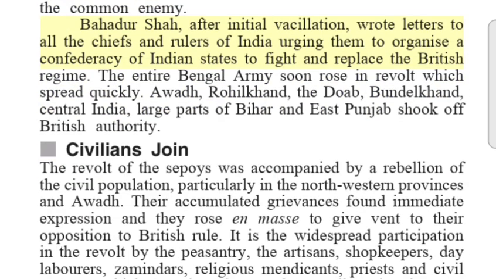Bahadur Shah, after initial vacillation, wrote letters to all the chiefs and rulers of India urging them to organize a confederacy of Indian states to fight and replace the British regime. The entire Bengal army soon rose in revolt which spread quickly. Awadh, Rohilkhand, the Doab, Bundelkhand, Central India, large parts of Bihar and East Punjab shook off British authority.